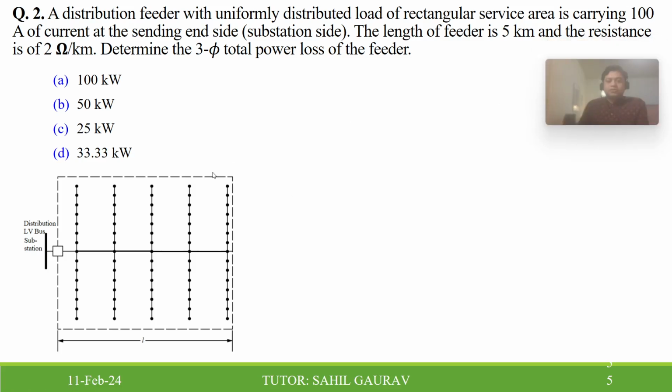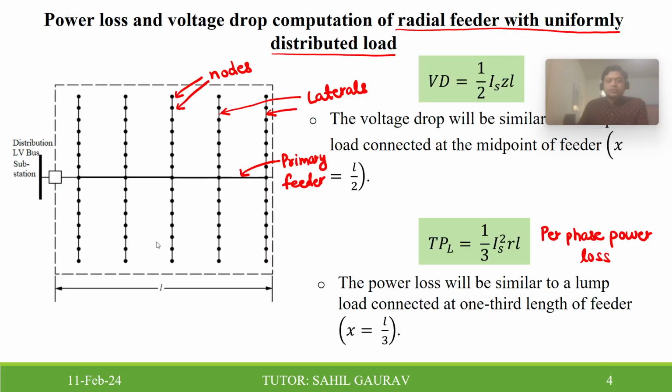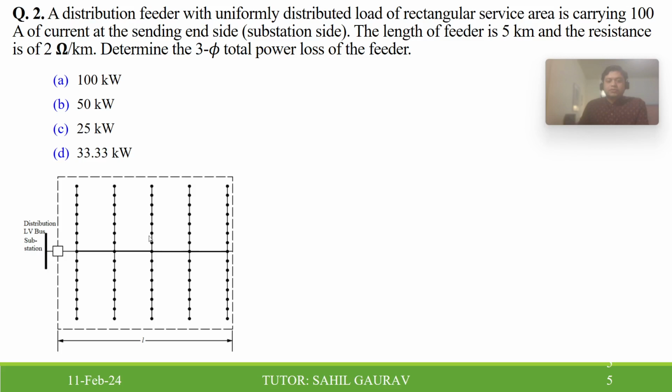Let us see problem number 2. A distribution feeder with uniformly distributed load of rectangular service area is carrying 100 ampere of current at the sending end, the substation side. The length of the feeder is 5 km and the resistance is 2 ohm per kilometer. Determine the three phase total power loss of the feeder. The options are given here. Solve this problem, and whoever gets the answer, type it in the chat box.